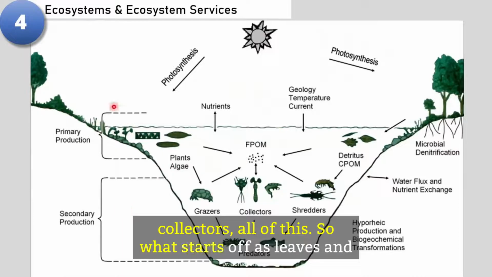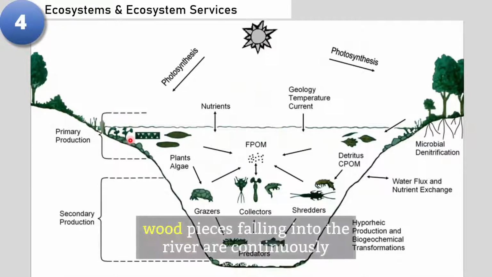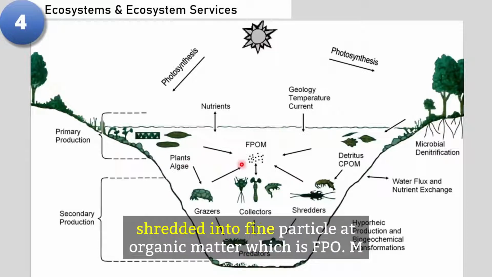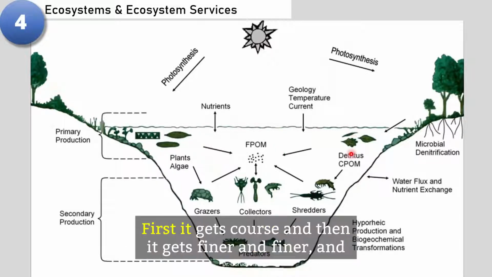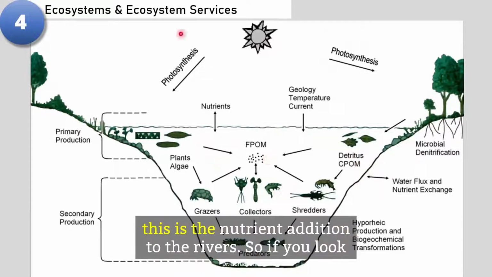So what starts off as leaves and wood pieces falling into the river are continuously shredded into coarse particulate organic matter, CPOM, and fine particulate organic matter, FPOM. So first it gets coarse and then it gets finer and finer. And this is the nutrient addition to the rivers.